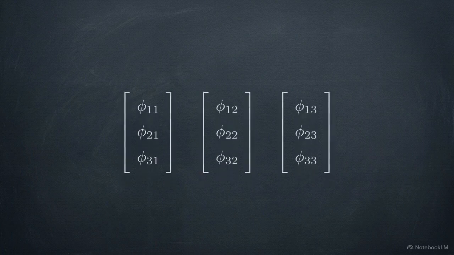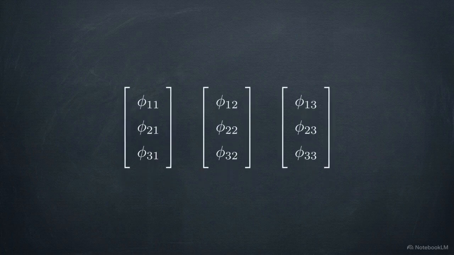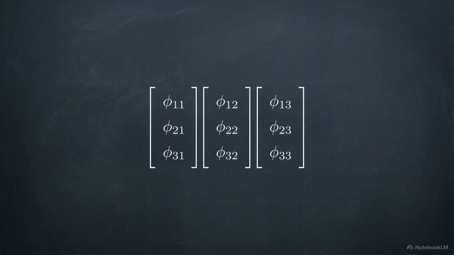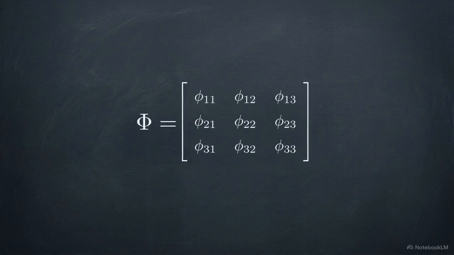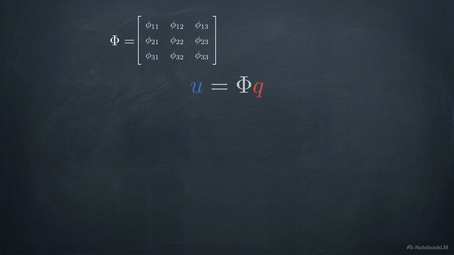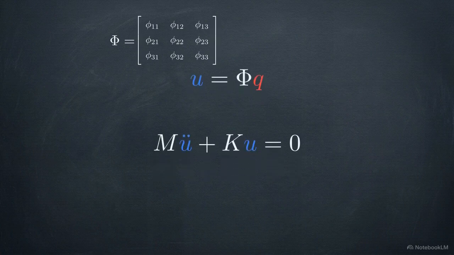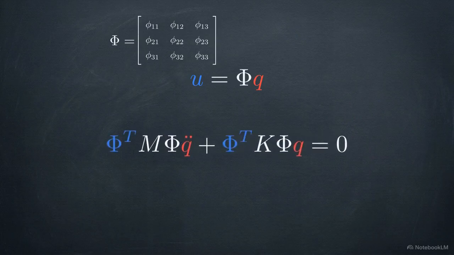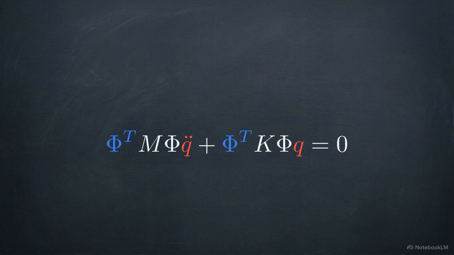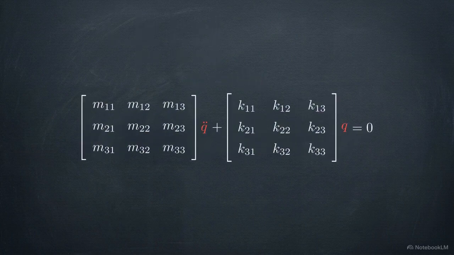To use this property, we combine these mode shape vectors side by side to form a single modal matrix, represented by the symbol phi. We define a change of coordinates, where the physical displacement u is replaced by this modal matrix multiplied by a new set of coordinates q. When we multiply the entire equation by the transpose of the modal matrix, we expand it into these two 3x3 grids. The orthogonality conditions we just proved now dictate the values within these grids.